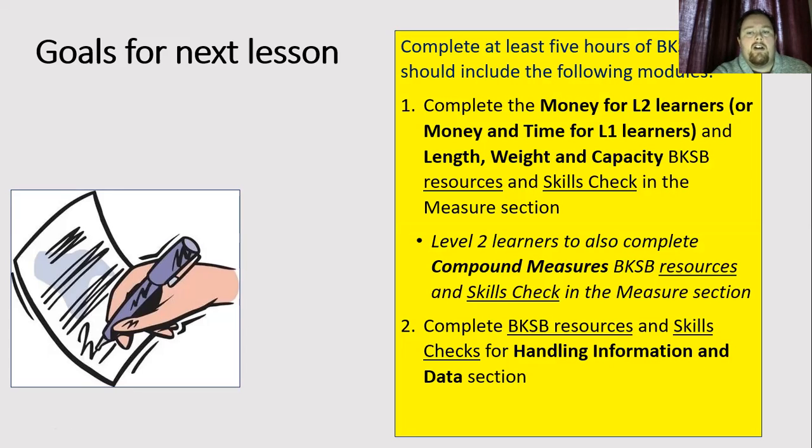So that's quite a good chunk out of the measure. Level 2 learners, you should also complete compound measures, BKSB resource and skills check in the measure section. Your final goal is to complete the BKSB resources and skill checks for handling information and data. So it's just 1 module for that one. So you're looking at doing money or money and time, length, weight, and capacity, compound measures if you're level 2, not level 1, and handling information and data.